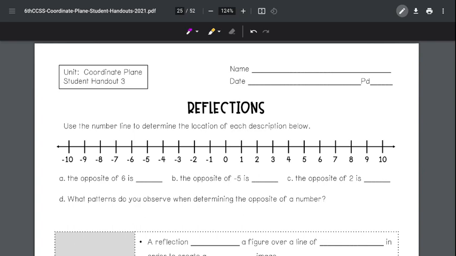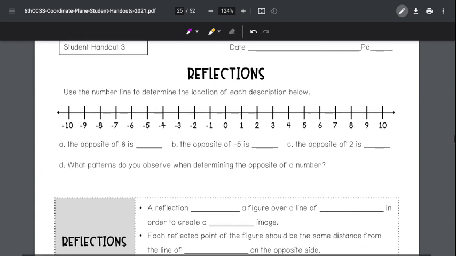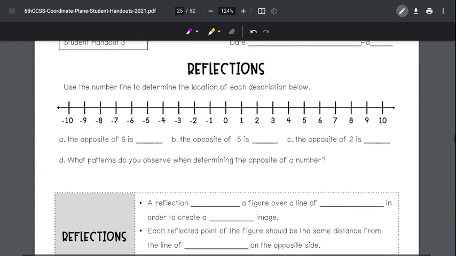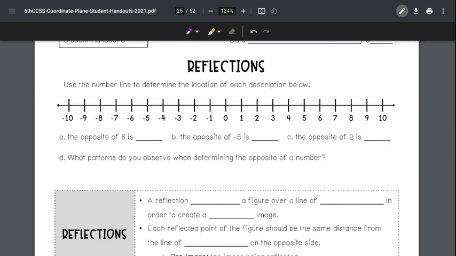This is your reflections notes review. Use the number line to determine the location of each description below. A, the opposite of 6.